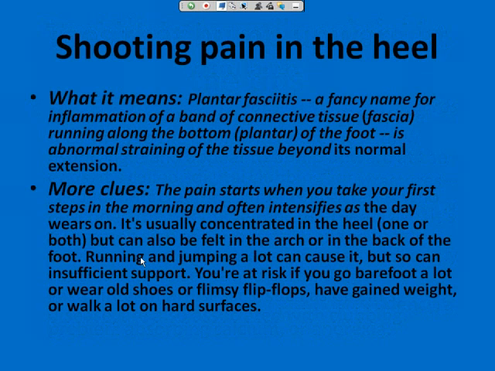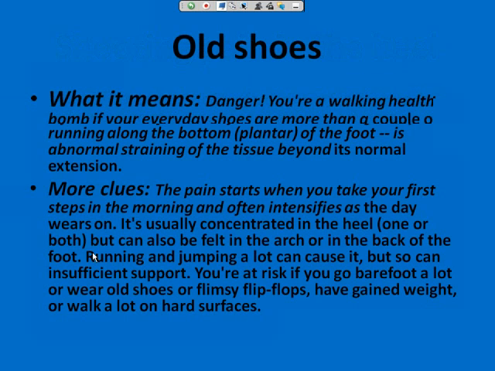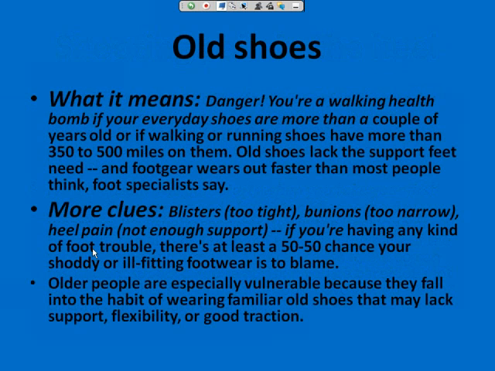Shooting pains in the heel, we know this could very well be plantar fasciitis. We go through the typical evaluation, but you also have to look at the shoes they're wearing. If you go barefooted, you're at a risk. If you're wearing old shoes or flimsy flip-flops, you're at a risk. Old shoes are a danger, and we want to look at all the shoes.